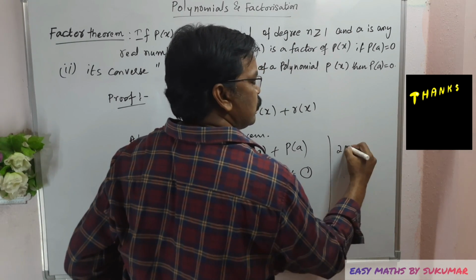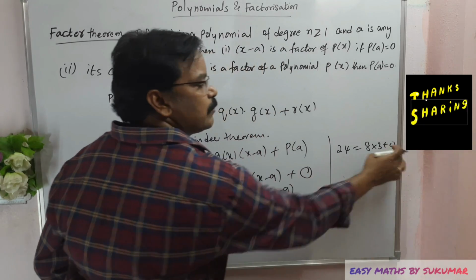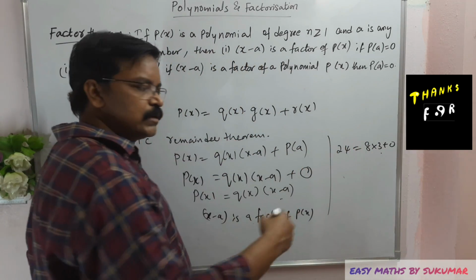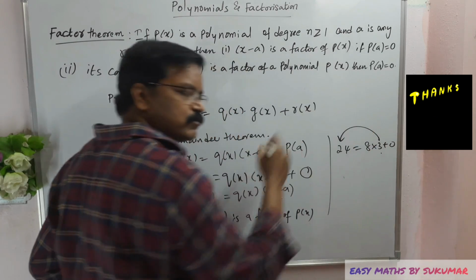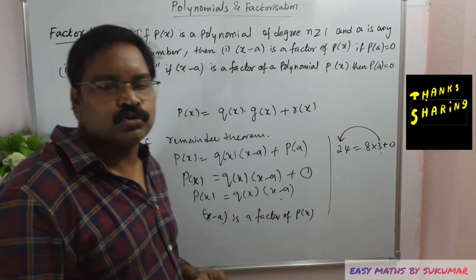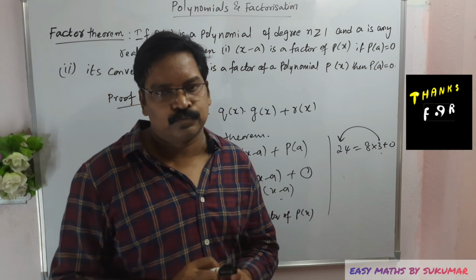I have given an example now. 24 is equal to 8 times 3 plus 0. Here the remainder is 0. So this 3 is called a factor of 24. Right. Why? The remainder is 0. This is the remainder theorem. Here the converse is also true.